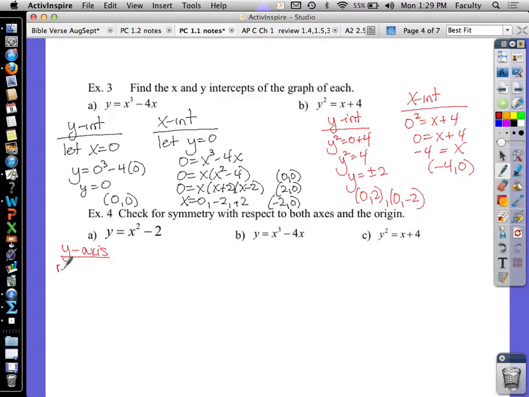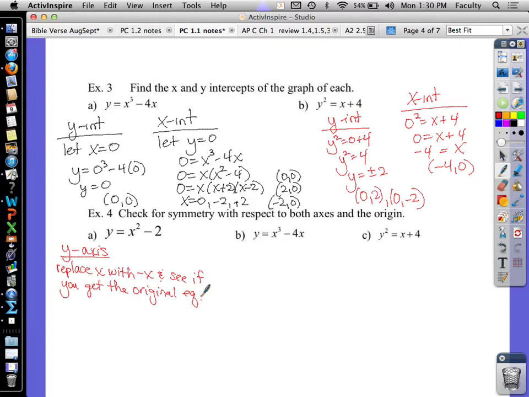Y-axis symmetry, you replace x with negative x and see if you get the original equation back. While you're writing that, graphically, y-axis symmetry means if you fold the graph on the y-axis, the left side matches up to the right side, okay?